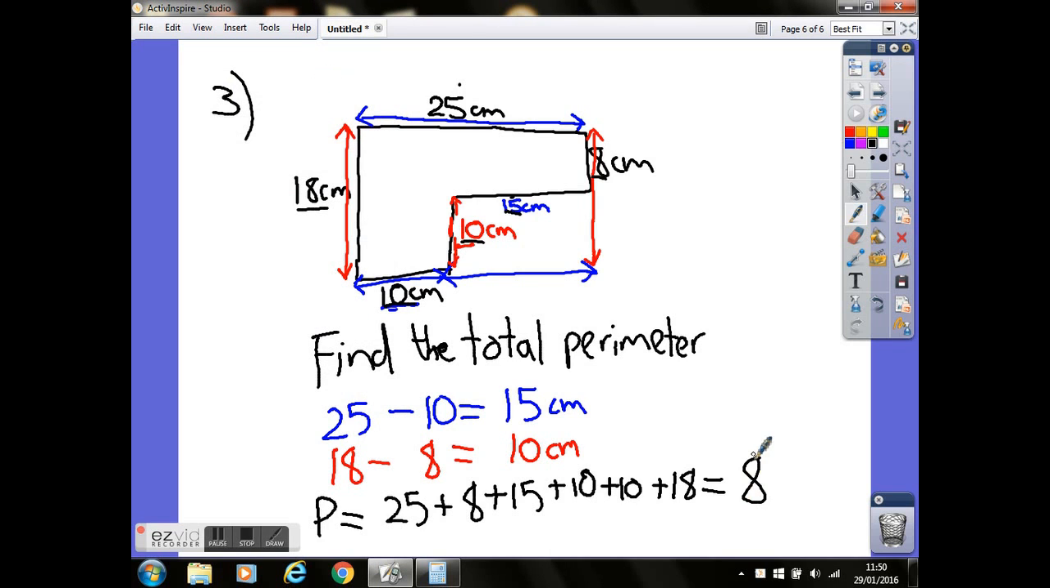So that's all there is to perimeter. You just need to add all your sides together that are available. And that's the end of this tutorial.